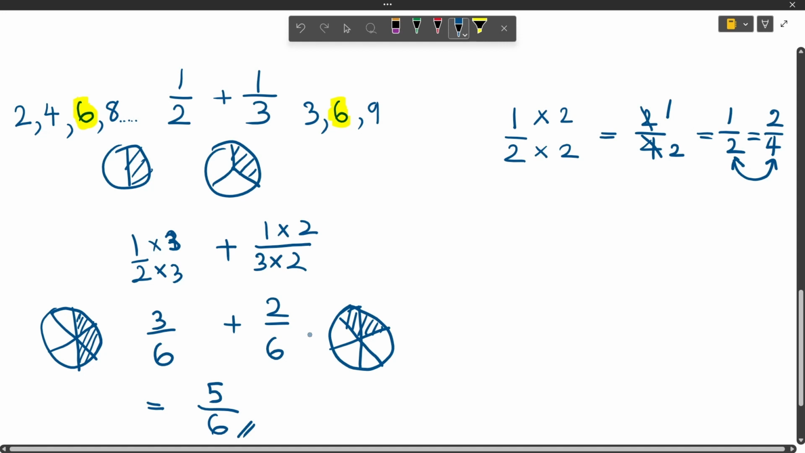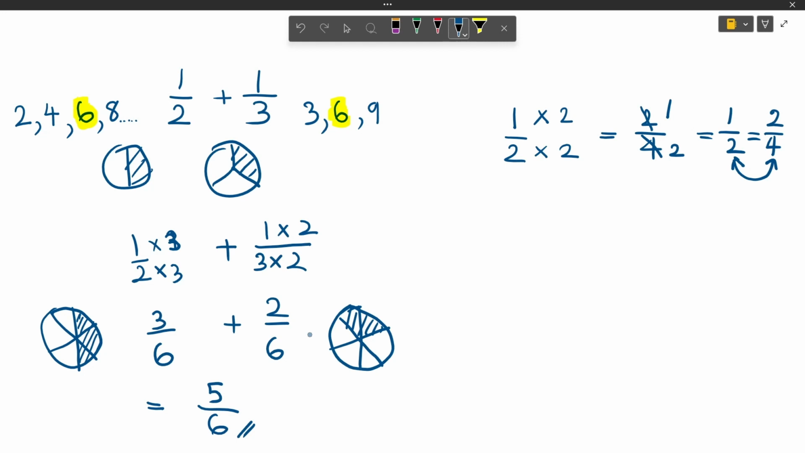This is the answer. So we found the lowest common multiple by looking at several multiples of the two denominators. But is it an easy way to do that? No. That's not the easy way to do that. So let me explain something easy to get the lowest common multiple.